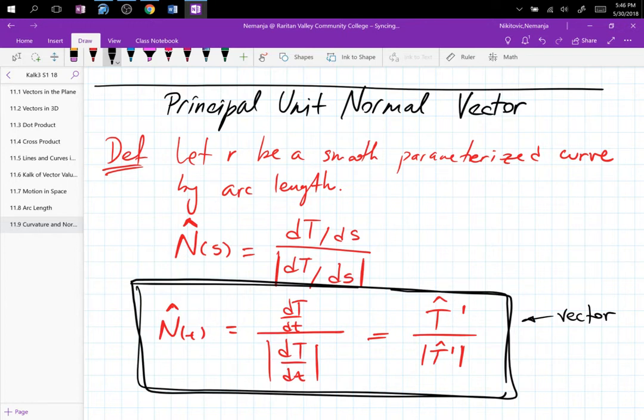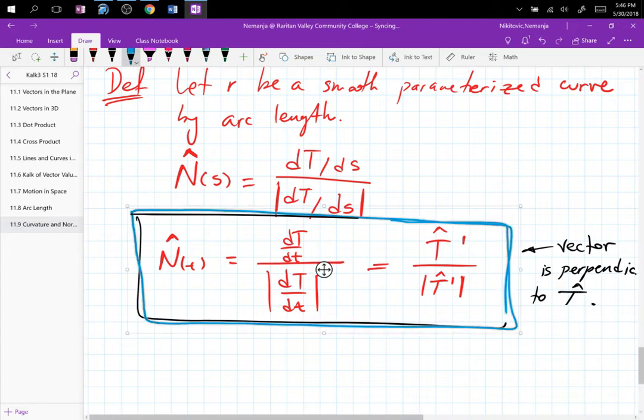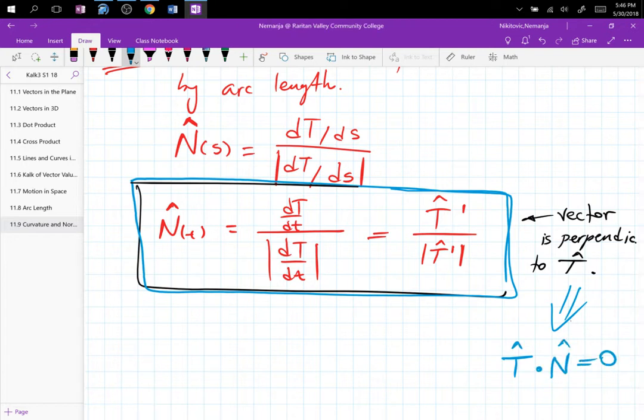And the normal vector is perpendicular to the unit tangent vector. Now, because it's perpendicular to the unit tangent vector, common sense tells us that the dot product between the normal and the tangent vector must be 0, because if you have two vectors that are perpendicular to each other, the dot product is 0.